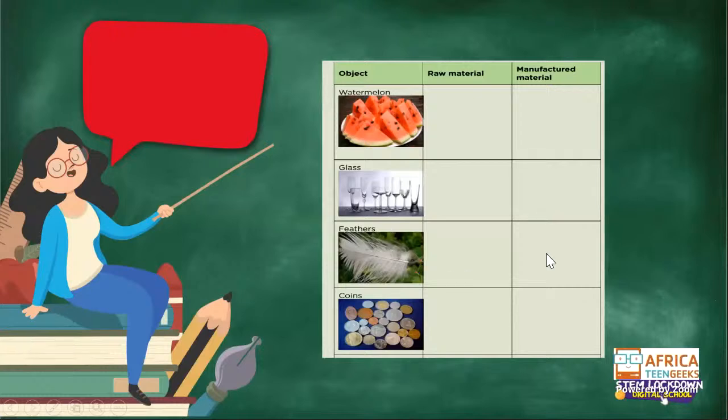Feathers, raw or manufactured? Correct. Feathers are raw because we get feathers from birds, and birds are animals, and animals are natural things that are found on earth. And then coins, money. With coins, is money raw? Is money natural? Or is money manufactured?